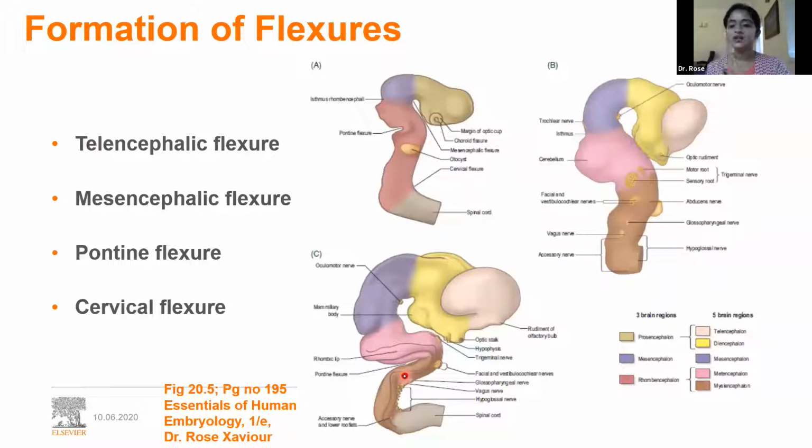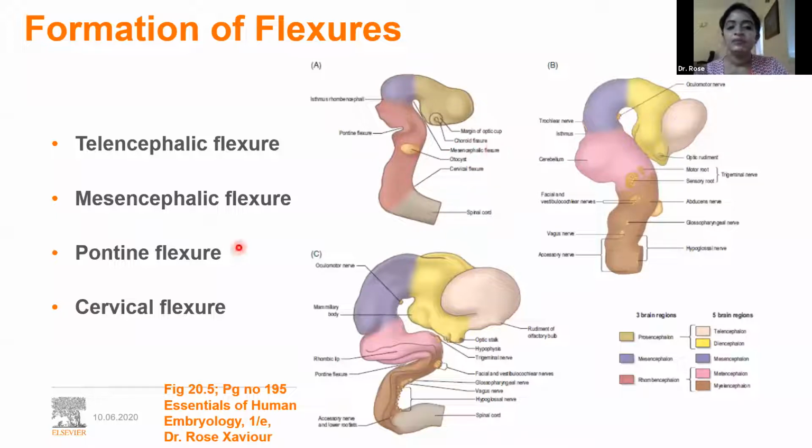So let's see the important flexures seen here. The first one is the telencephalic flexure, seen between the telencephalon and diencephalon of the forebrain. Then the next one is the mesencephalic flexure. Can you see a flexure here? This is known as the mesencephalic flexure, seen within the mesencephalon. The mesencephalon is folding on itself, and that is known as the mesencephalic flexure.